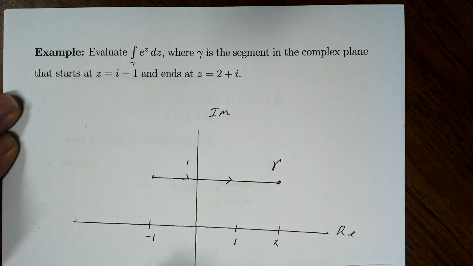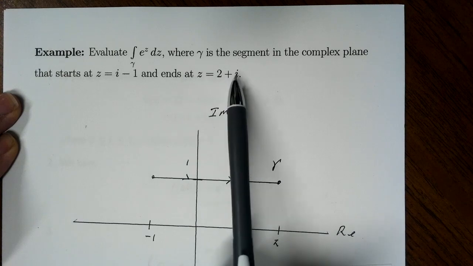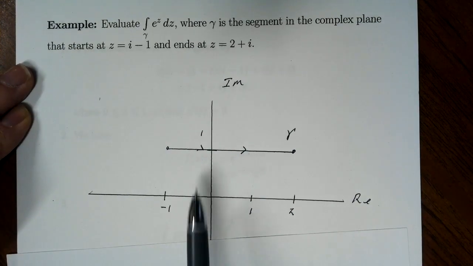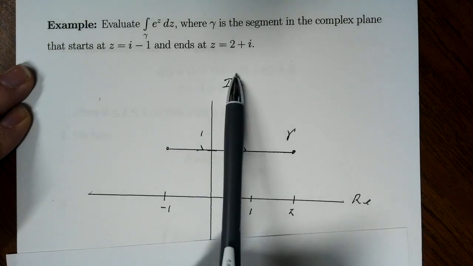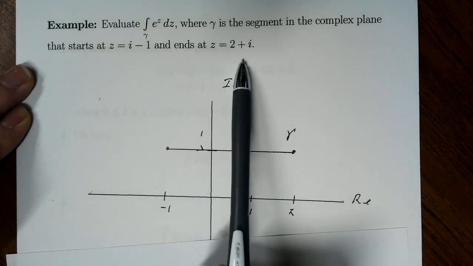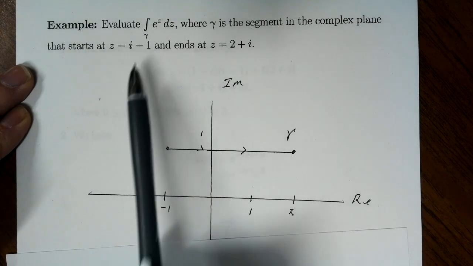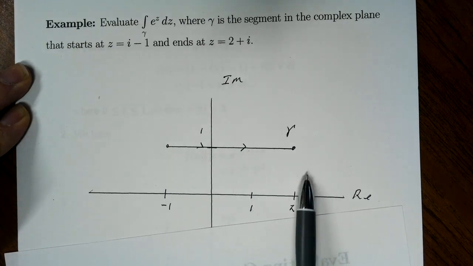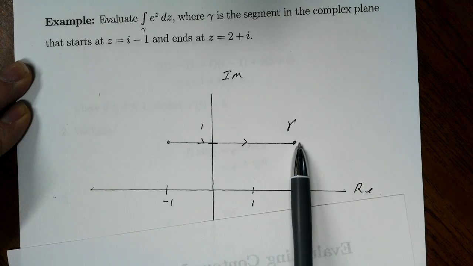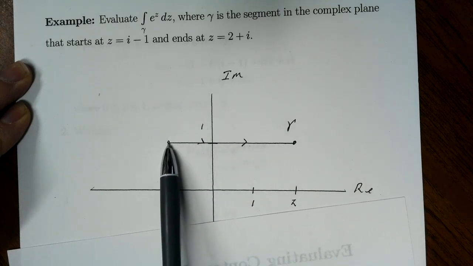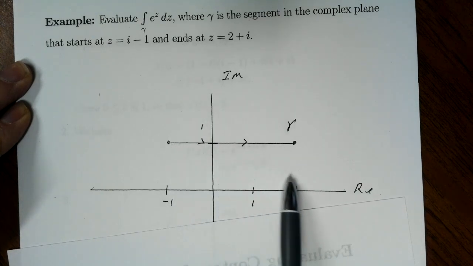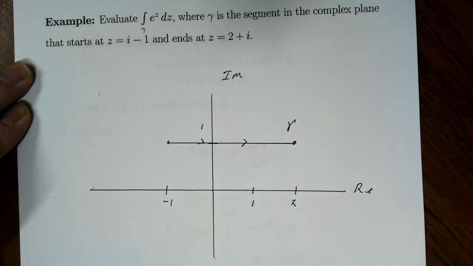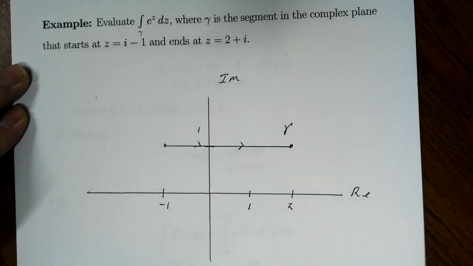Let's evaluate the contour integral of e to the z, where gamma is a segment in the complex plane that starts at the point i minus 1 and ends at the point 2 plus i. In other words, minus 1 plus i, which is over here in the complex plane, 2 plus i, which is over here in the complex plane, and we're going to evaluate the line integral starting here and ending there. So our first step is to find a parameterization of that line segment.